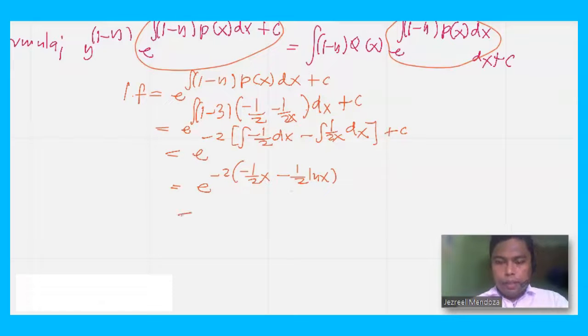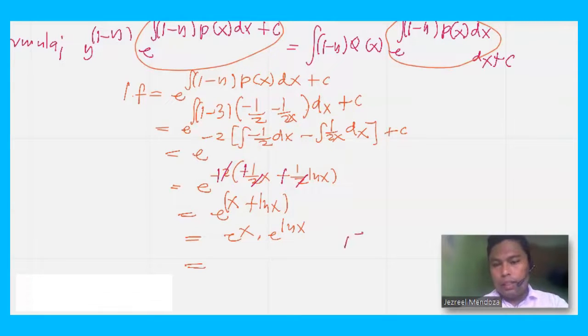Okay. And then from that we can cancel out. Let's notice that negative 2 times negative 1/2 is 1, and this one is positive. So the remaining equation will look like this: e to the 2x, okay, plus ln x. Okay, from that we can rewrite that as e to the ln x. But we all know that e to the ln x is just equal to x, so therefore this will become x.